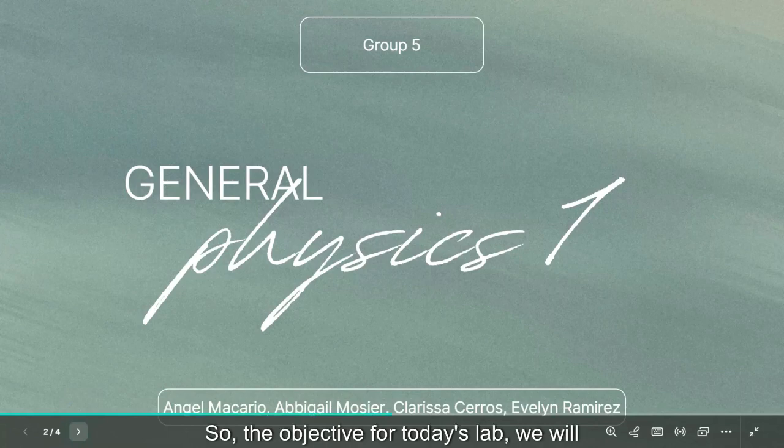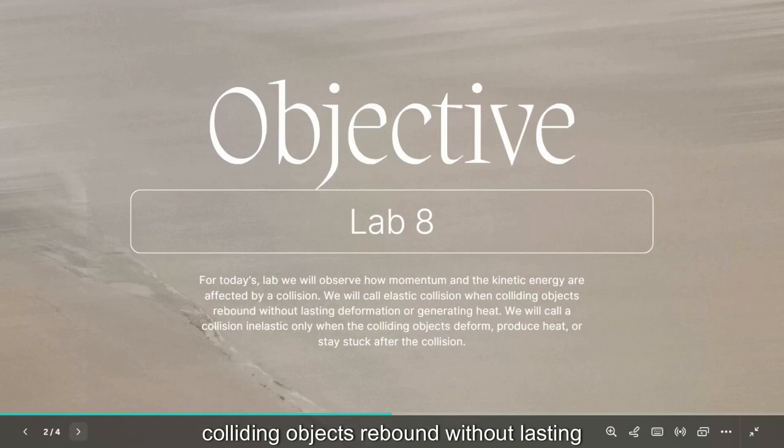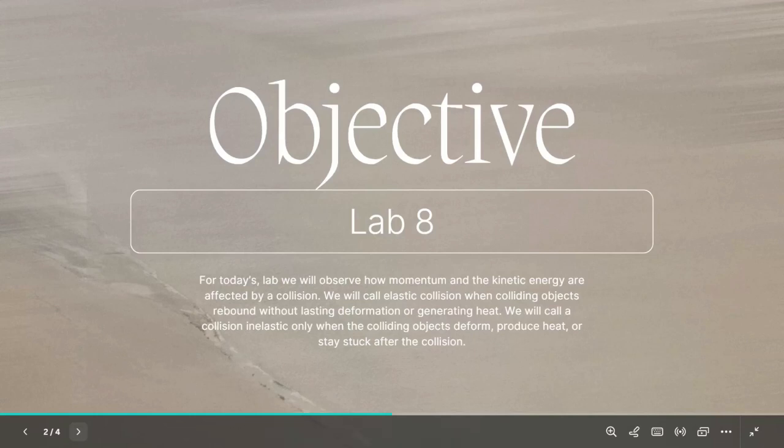So the objective for today's lab, we will observe how momentum and the kinetic energy are affected by a collision. We will call a collision elastic when colliding objects rebound without lasting deformation or generating heat. We will call a collision inelastic only when the colliding objects deform, produce heat, or stay stuck after the collision.